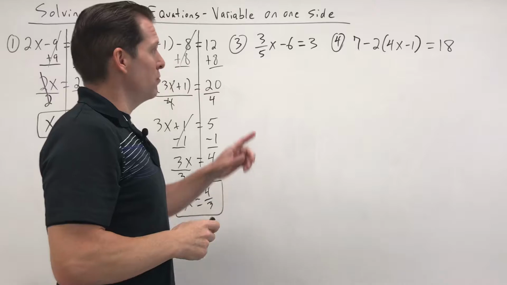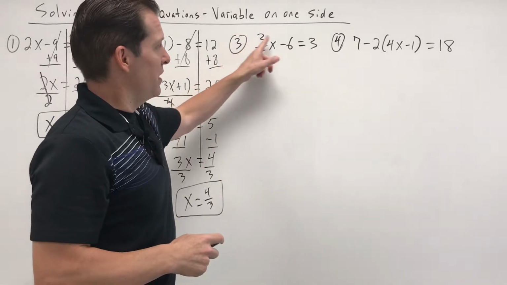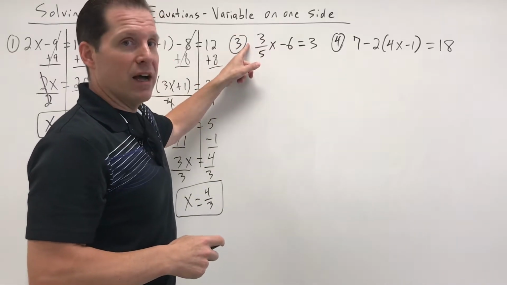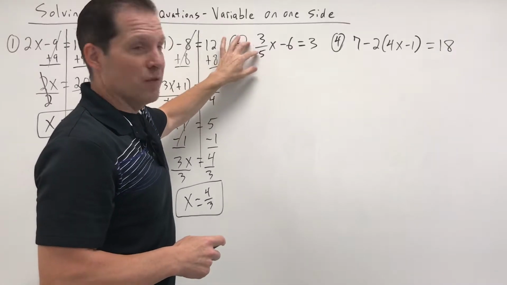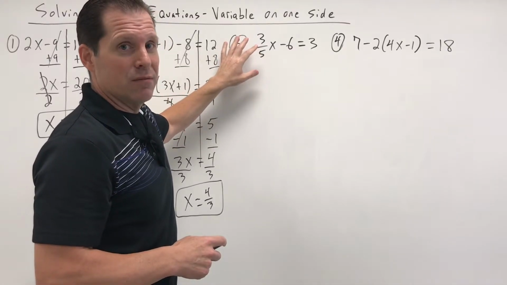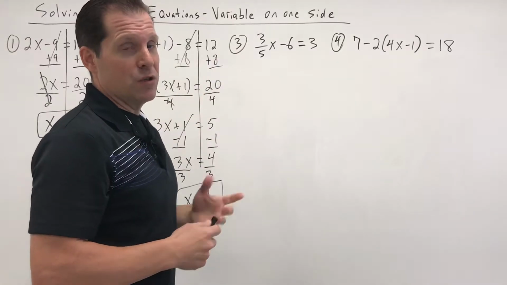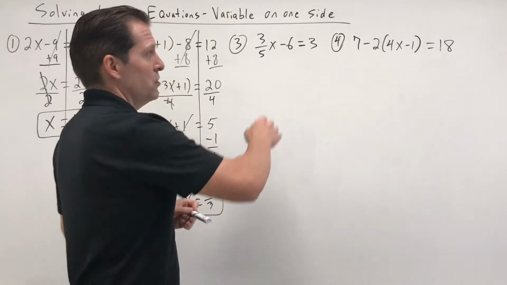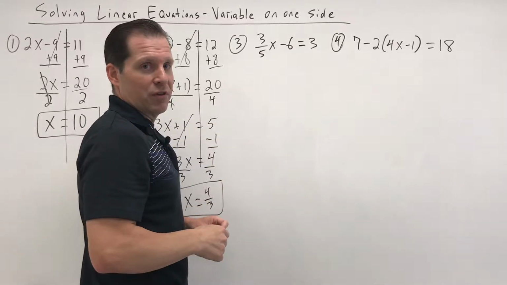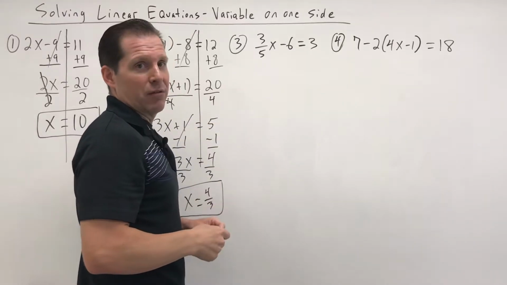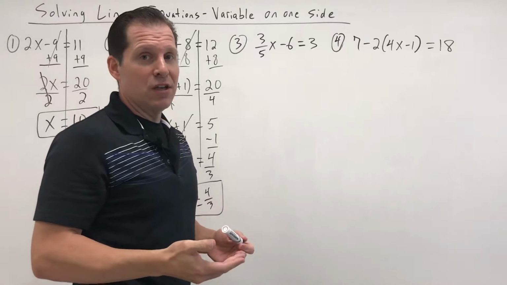Well, if I multiply this side and this side by 5, what's going to happen is 5 times 3/5 is going to reduce, and I'll get rid of the denominator. And I won't have a fraction anymore, which makes the problem easier. Or you can just go ahead and work it from here, add the 6 over, and then work with the fractions. It doesn't matter.